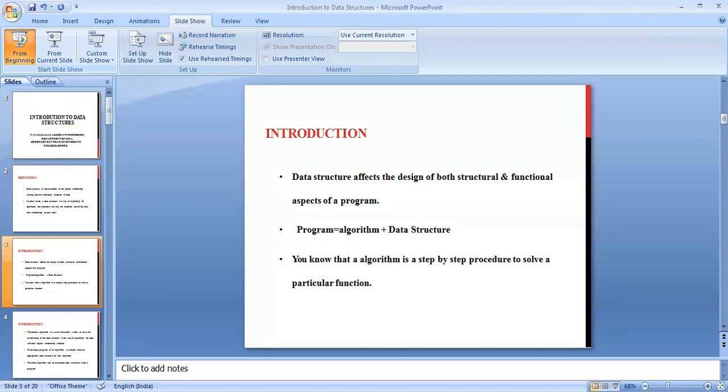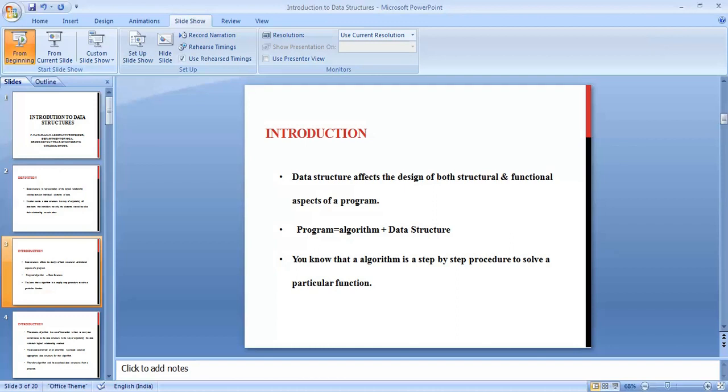So in this slide we want to know two things. One is that data structures affect the design of both structural and functional aspects of a program. In a program, data structure plays an important role. Another piece of information is that if you want to create a program, you combine both: one is an algorithm, another one is a data structure.